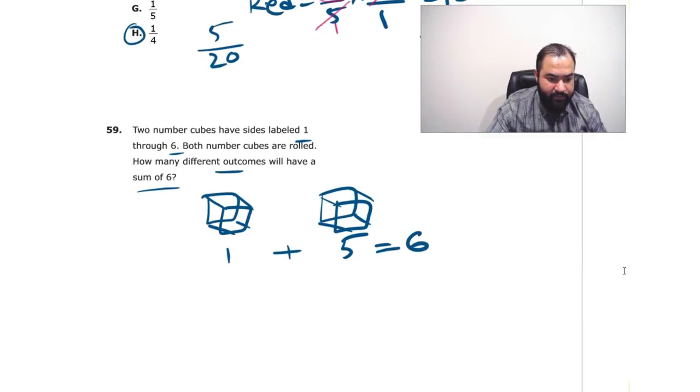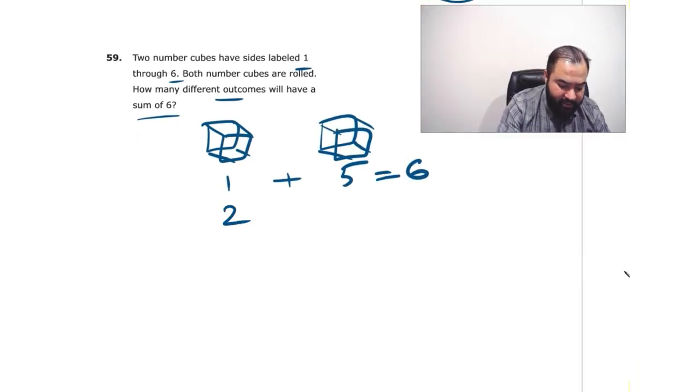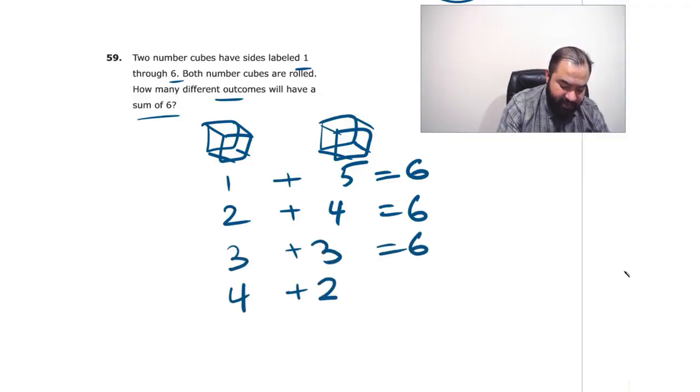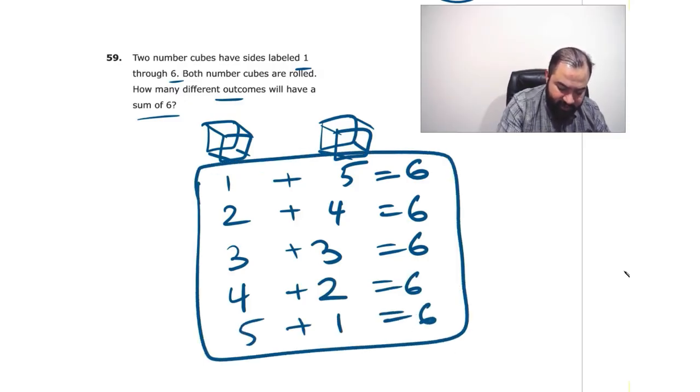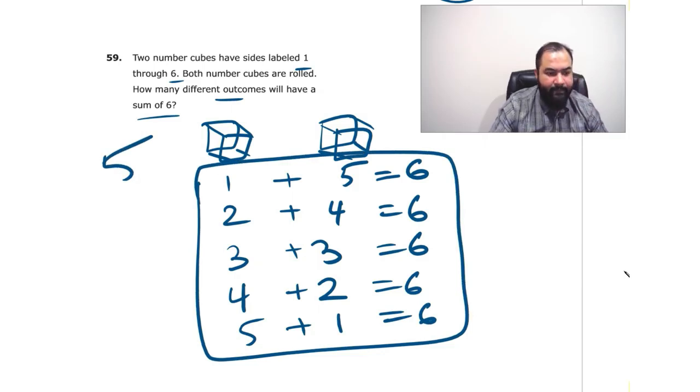That's one way, right? Or you could get a 2 and a 4, still that's a 6. You could get 3 and 3, that's 6. You get 4 first and then 2, that's a 6. You could get 5 first and then 1, that's also 6. So these are the 5 different ways you can get it. So the answer is 5.